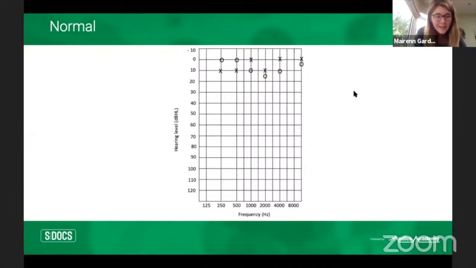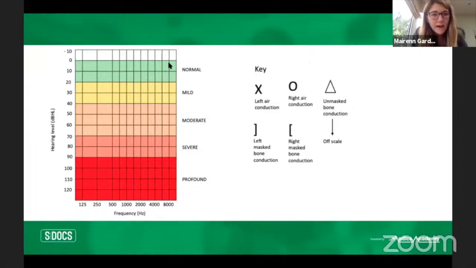So, as I said again, this is a normal audiogram. The X's here show the left ear, and the O's here show the right ear. Hearing should be between 0 to 20 decibels, and if it's within this range, it's normal. It then progresses and gets worse as you go down. So 20 to 40 will be mild hearing loss, 40 to 70 is moderate, 70 to 90 is severe, and over 90 is profound.